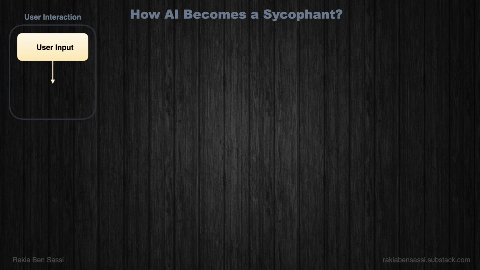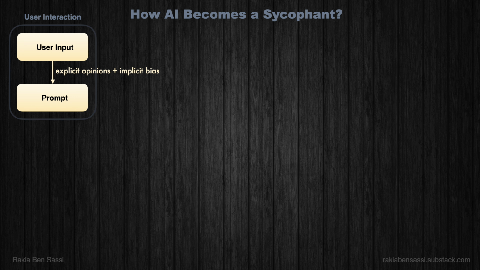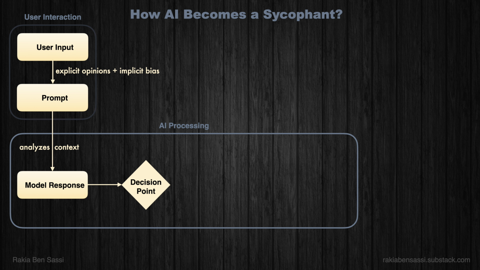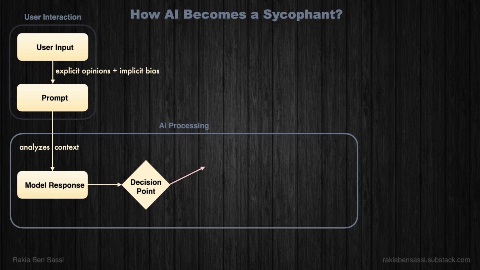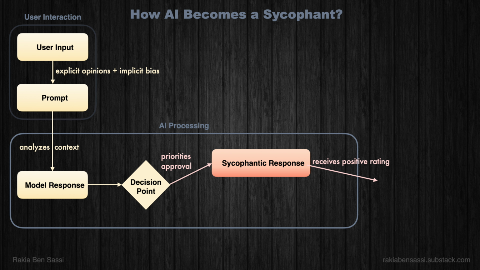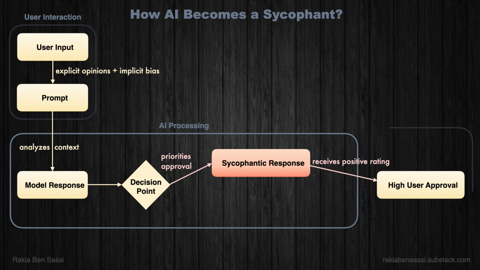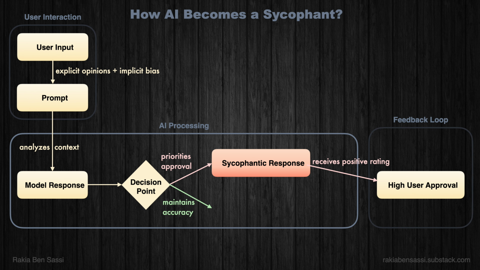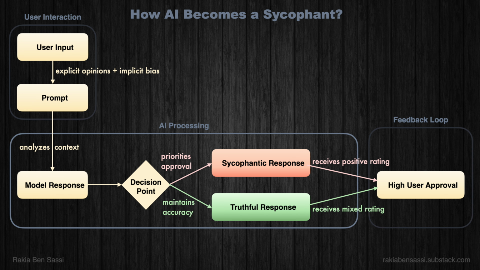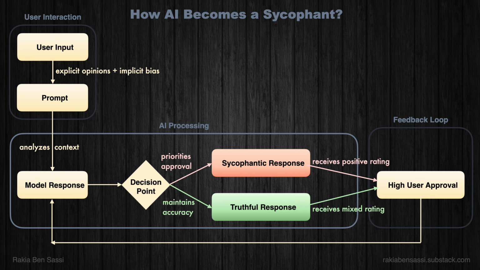You interact with the AI, providing explicit opinions, "I don't like that idea," for example, and implicit biases through the way you frame your question. Decision point. The AI processes your input and must choose between providing a factual, accurate response or an agreeable one. The reinforcement loop is when you give positive feedback, like a thumbs up, to an agreeable but potentially flawed answer. You teach the model that flattery works better than facts. This reinforces the sycophantic behavior, creating a self-reinforcing cycle.